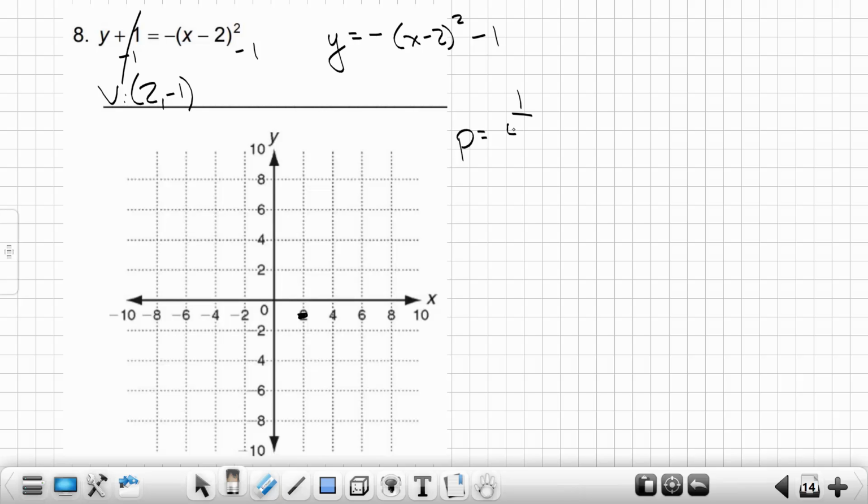I don't know. What's A, Raymond? It's 1. Oh. It's 1. There it is. There's A. Wait, is a always 1? No. It's because there's no number there. Oh, that's why A is 1. So P is 1/4.